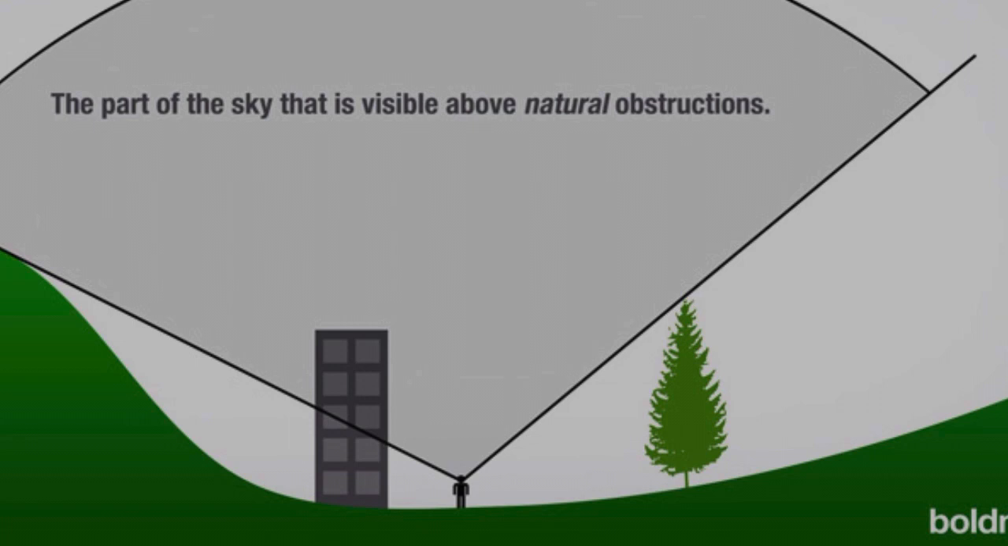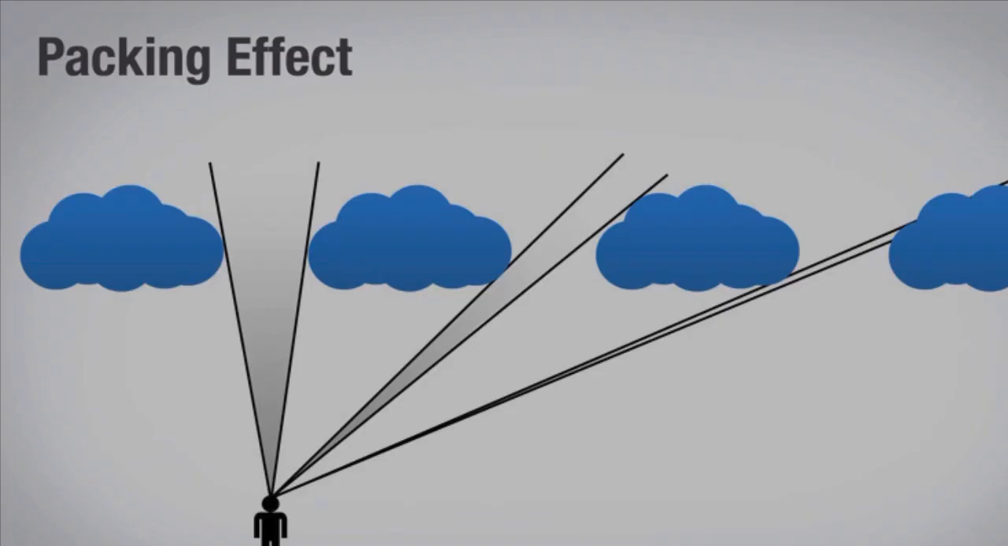If the METAR report does not contain the phrase AUTO, the cloud type and altitude is estimated by trained ATC personnel who physically walk outside and have a look at the sky. The major problem with human observation is the packing effect, where clouds farther away laterally look more packed together.